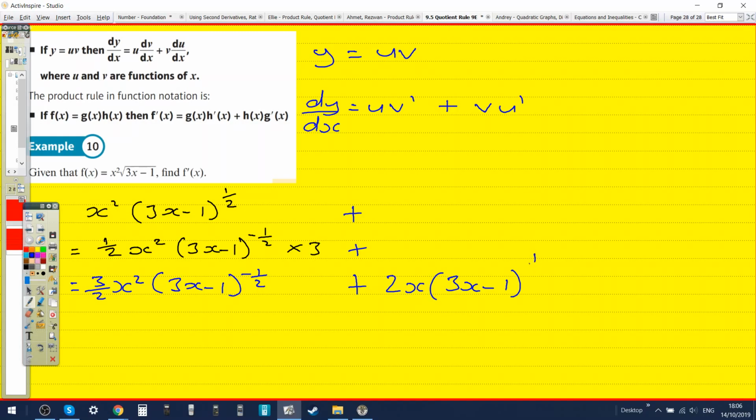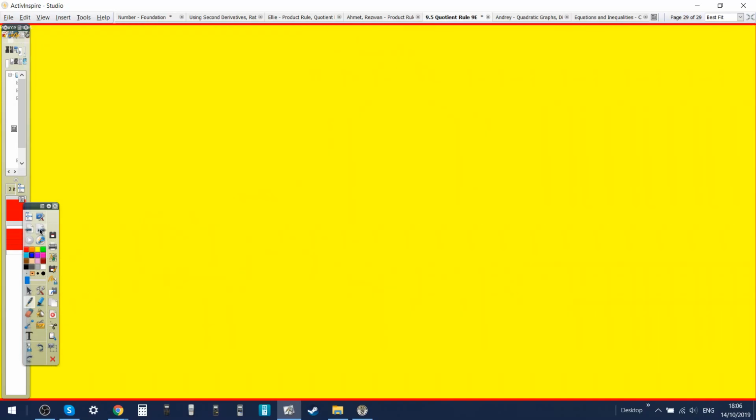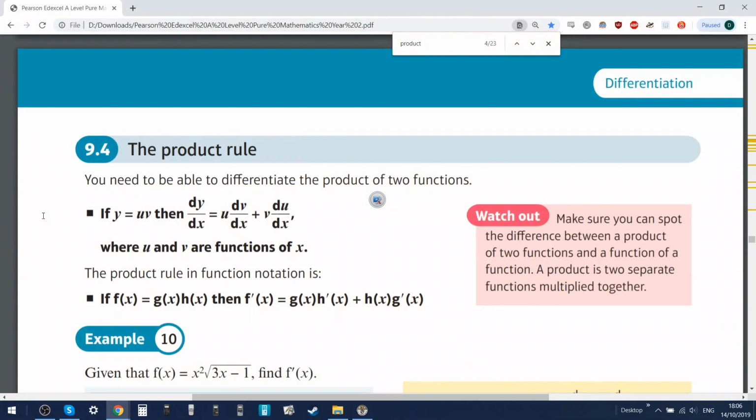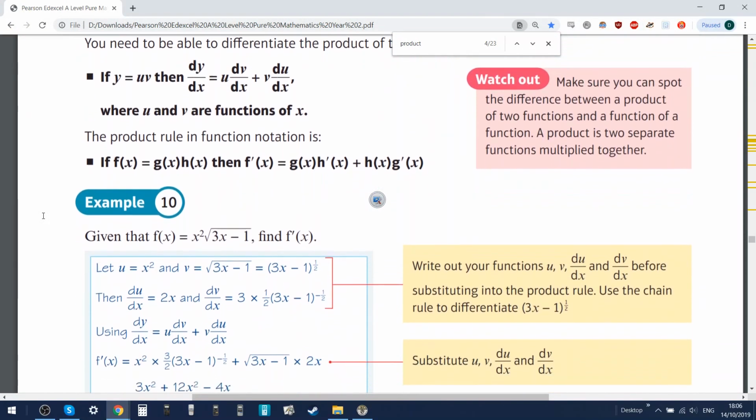Yep. And so that's your final answer. For this example, you had to do both because this was a function within a function. So the product rule is when you have two functions multiplied by each other. Chain rule is when you have a function inside a function.